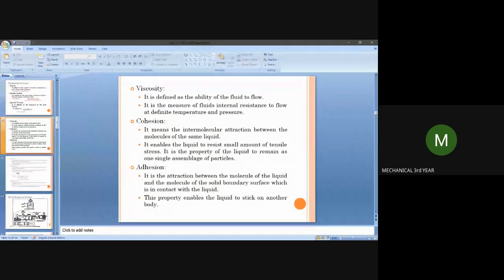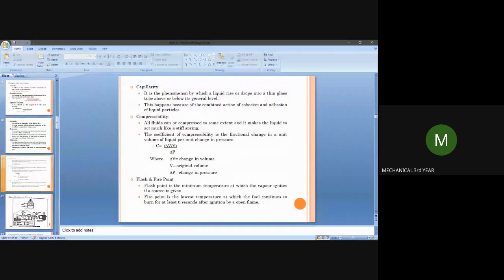So coming to capillarity. Capillarity is the combined action of both cohesion and adhesion together. It is a phenomenon by which a liquid rises or drops in a thin glass tube above or below its general level. You would have seen a capillary tube in your thermal engineering lab, and even in your 11th and 12th classes. Capillarity is nothing but the rise or drop of the liquid medium, and it happens because of the combined action of cohesion and adhesion.